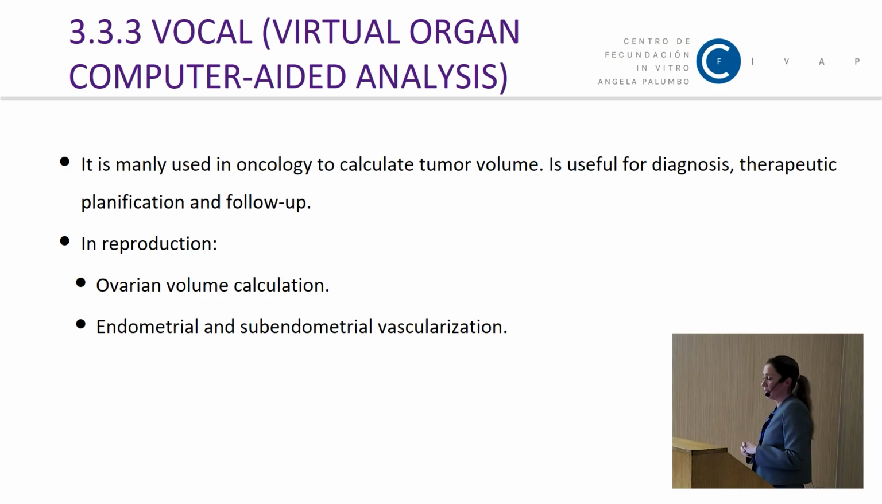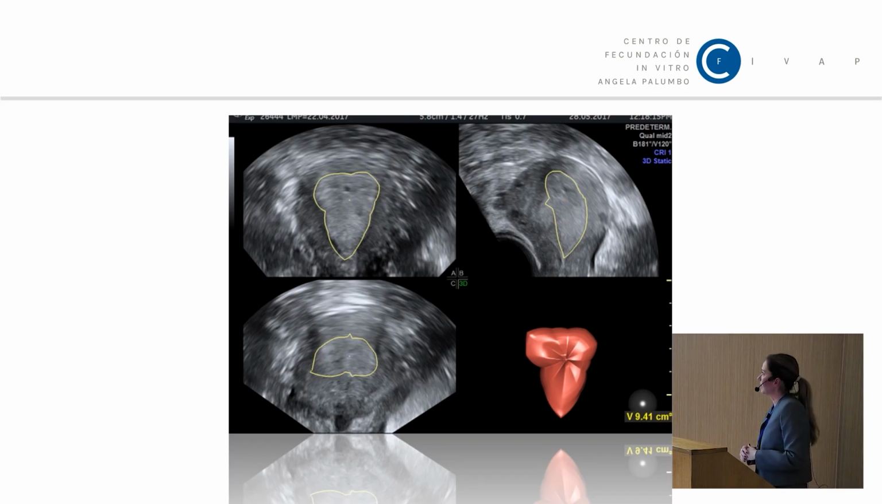Vocal, its main application, I think now is in oncology, to measure tumor volumes and to do the follow-up after treatment. In reproduction, at the beginning we used it before applying the sono-ABC, but now it's not necessary anymore. And maybe we can use it to measure the ovarian volume or the endometrium or subendometrial vascularization. This is an example of a vocal of the endometrium.